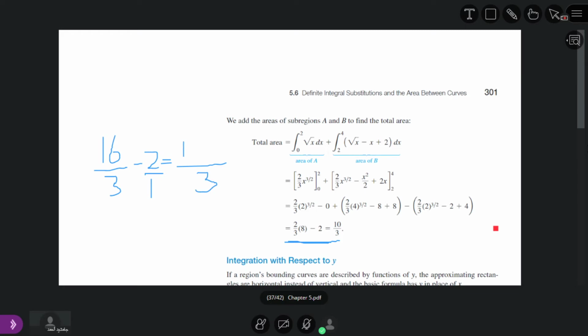So this is 16. Now 1 divided by 3 is equal to 3, so 3 times 2 is equal to 6. That is why we get 10 divided by 3. We get 10 divided by 3. Okay. You got my point?